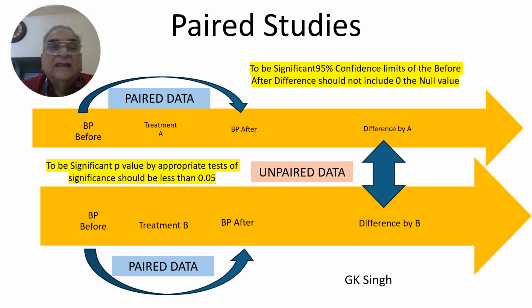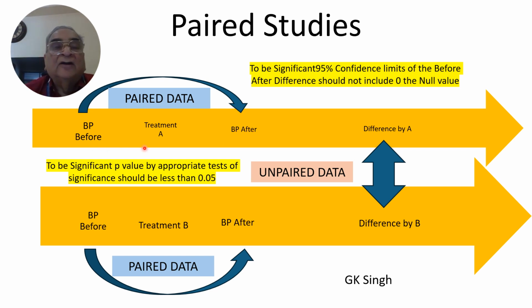Well, we are studying paired studies. Supposing we take the data, the blood pressure before and blood pressure after giving treatment A, then the blood pressure after reading is dependent on the blood pressure before reading. And therefore, these two data are paired data.